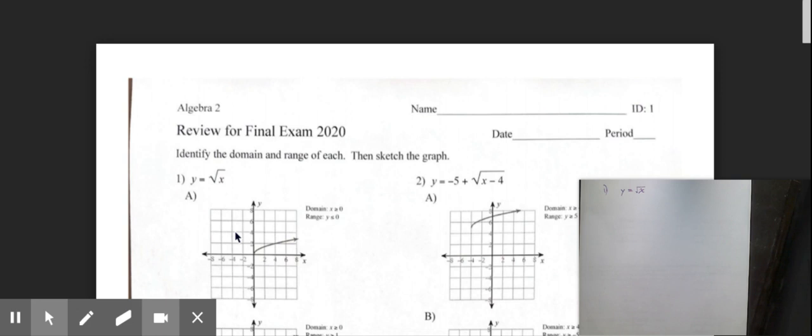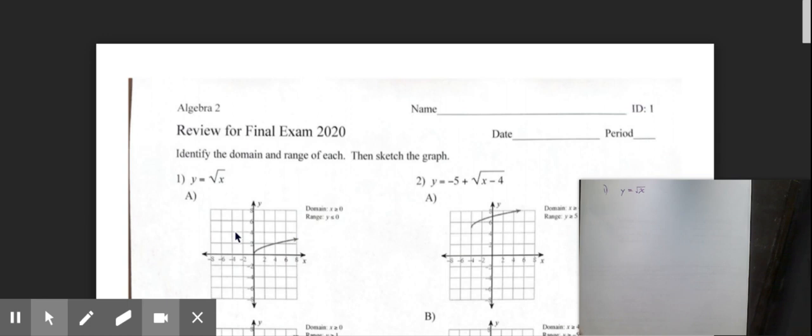Good morning, students. Let's talk about the review for the final exam. Okay, the exam will be on June 9th, and I will go through some of the questions on this, which is very similar to the multiple choice section that you'll see on the exam.